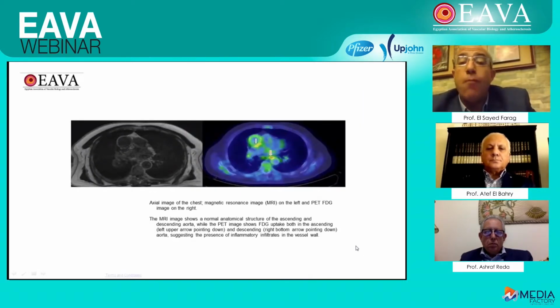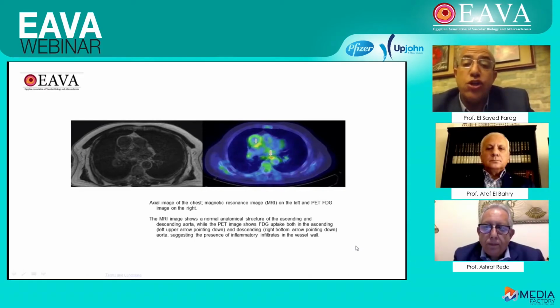Sometimes we need to use combined modalities for imaging, for detection, and for assessing the plaques. If you look at this picture, you can appreciate that this is an MRI without using PET, and on the left panel, an MRI using PET scan. In the right panel, we can see that the ascending and descending aorta seem to be normal, without any detection of plaques or potential risk plaques.